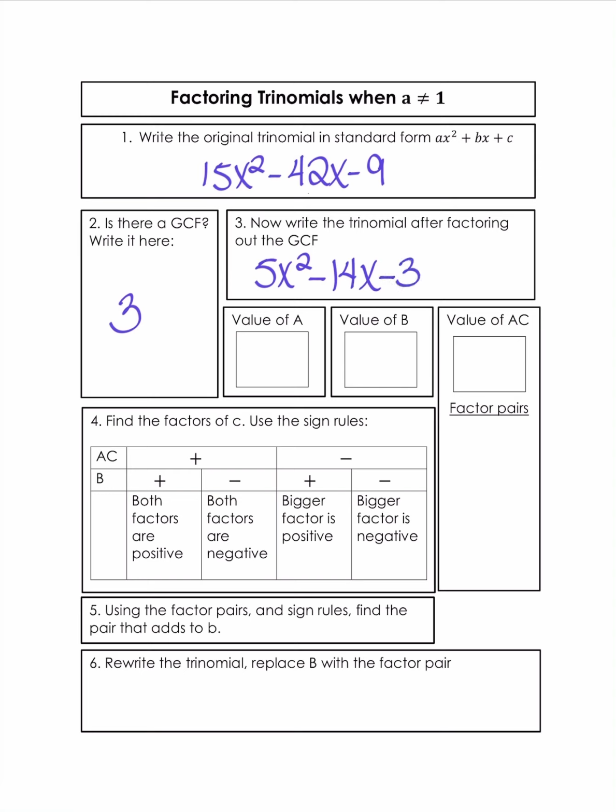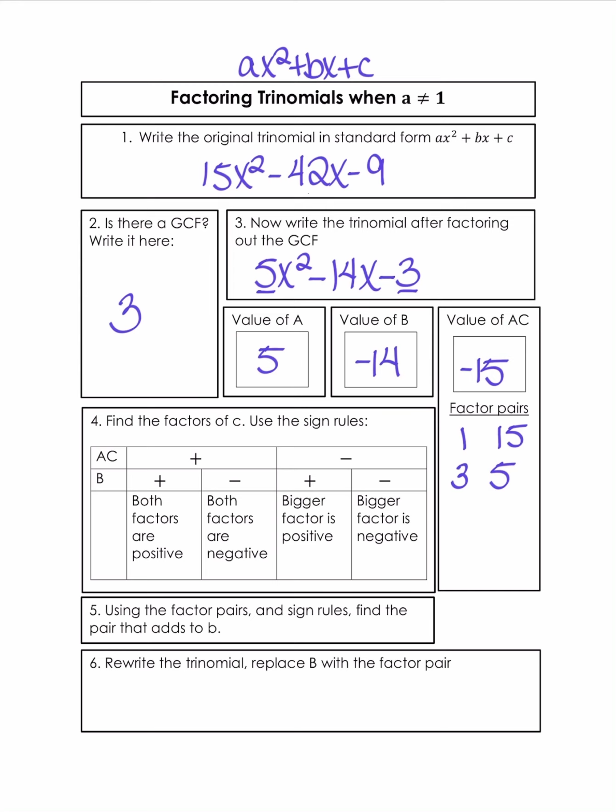So the value of a, remember we're talking about ax squared plus bx plus c form, a is going to be 5, b is negative 14, and then a times c is going to be negative 15. So the factors of 15 are going to be 1 and 15. Let's see, 15 is not divisible by 2, but it is divisible by 3. We have 3 and 5.